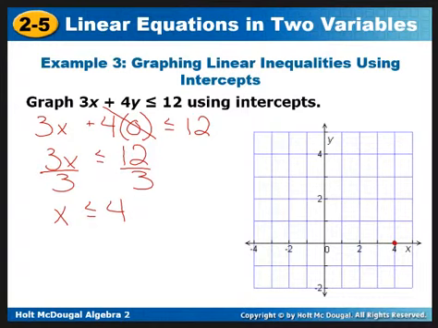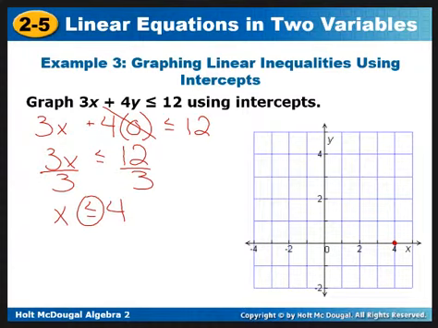Now, don't let the fact that you don't have an equal sign throw you off. Even if, in this case, it was just x less than 4, you filled in 0 for y, you got 4 for x. It's still going to be on your boundary line. You just have to remember that had we not had the equal to aspect of the inequality, your boundary line would just consist of a dotted line, not a solid line. So the idea of finding x and y intercepts is essentially the same.